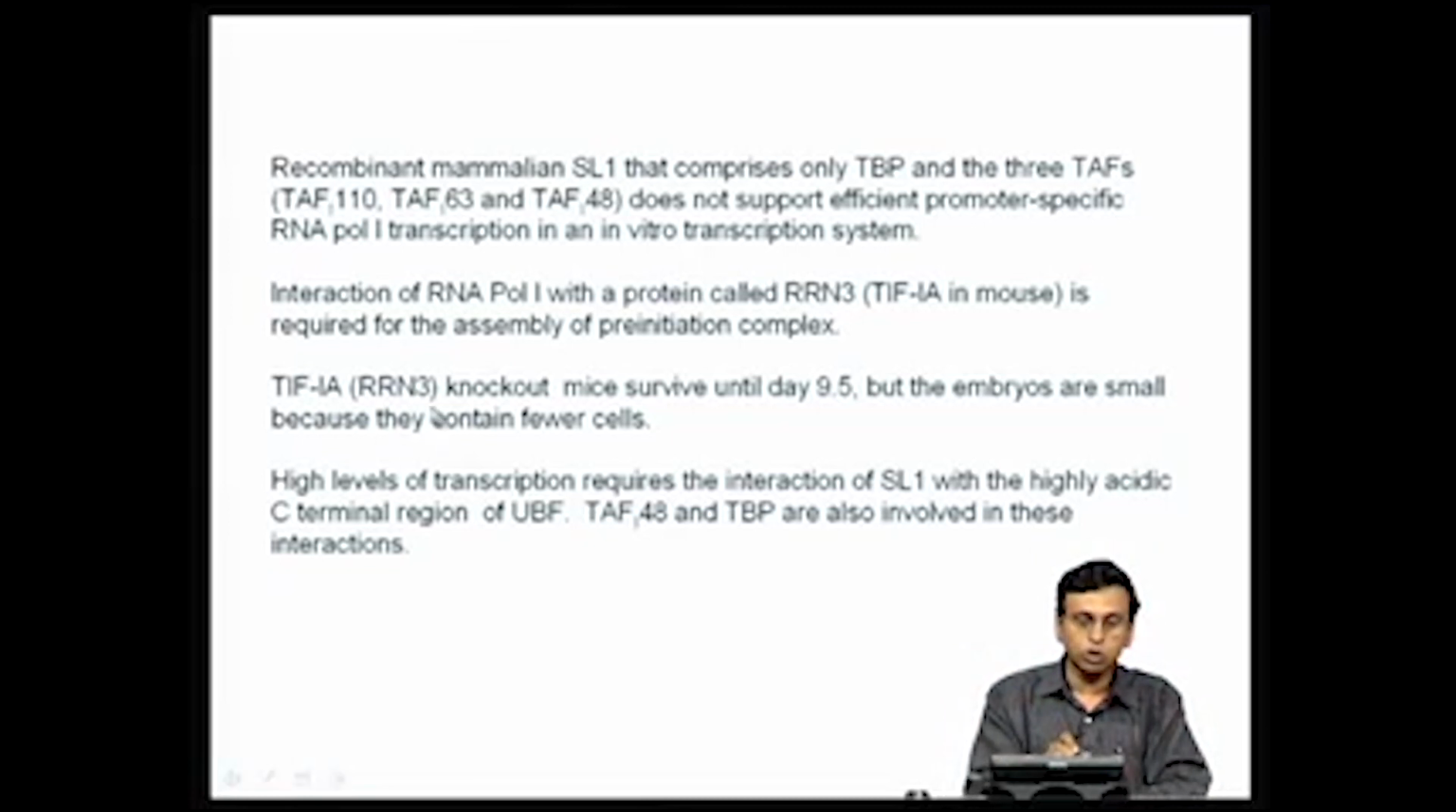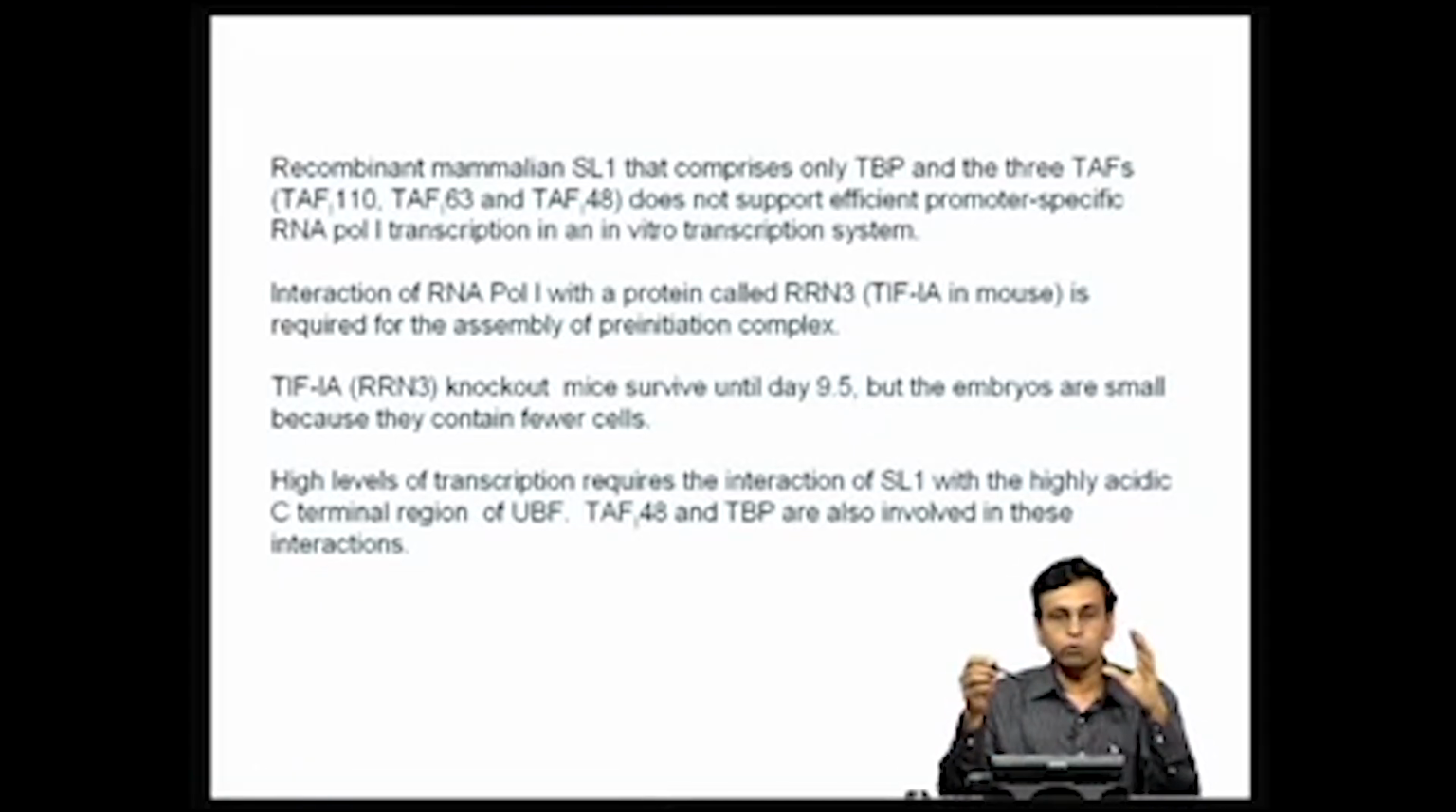This RRN3, which is known as TIF1A in the case of mice, if you knock it out, the mice can survive only up to 9.5 days of embryonic development. After that they die. And even in these embryos, they are very small because they contain very few cells. So, if you do not have RRN3, the embryos die after day 9.5, and the cells are also very small, clearly indicating that in addition to TBP and these 3 TAFs which are Pol I specific, RRN3 plays a very important role for efficient transcription of the Pol I rDNA promoter by RNA polymerase I.